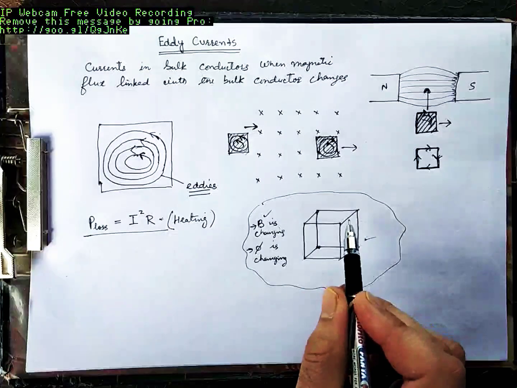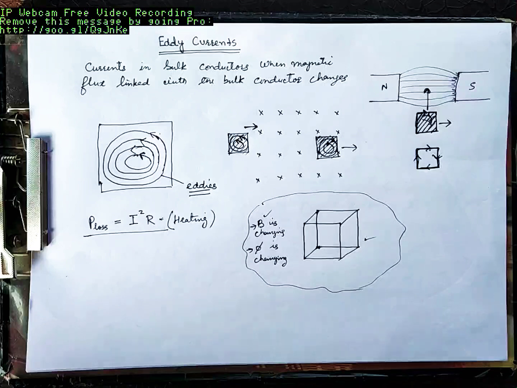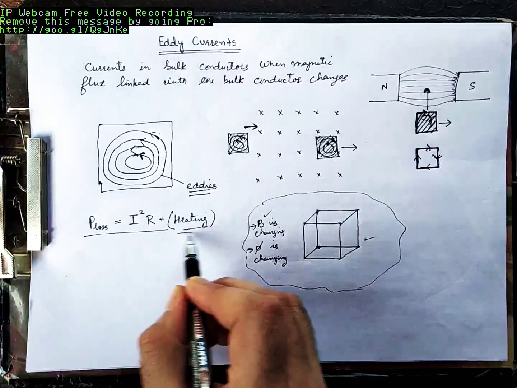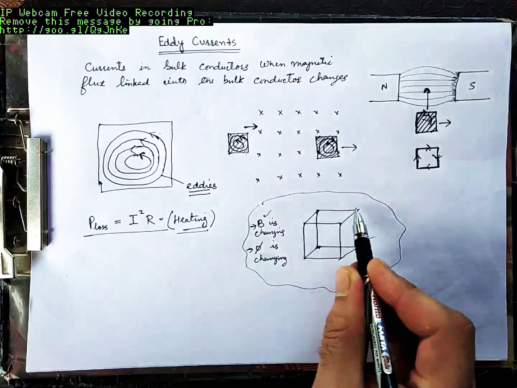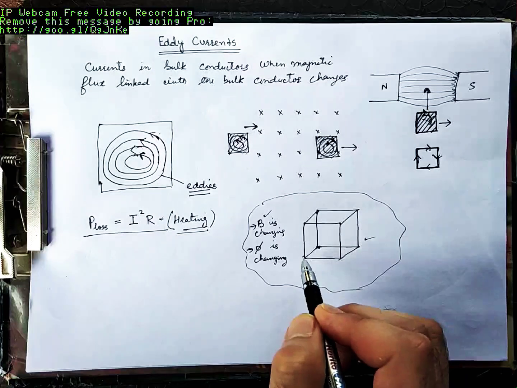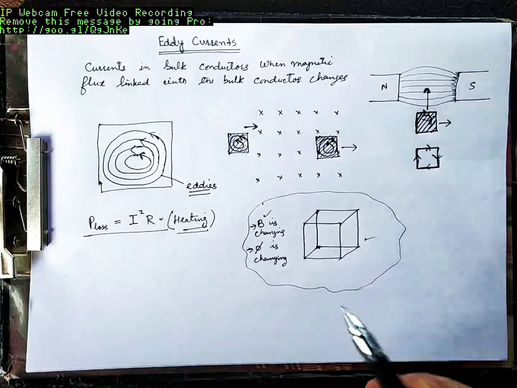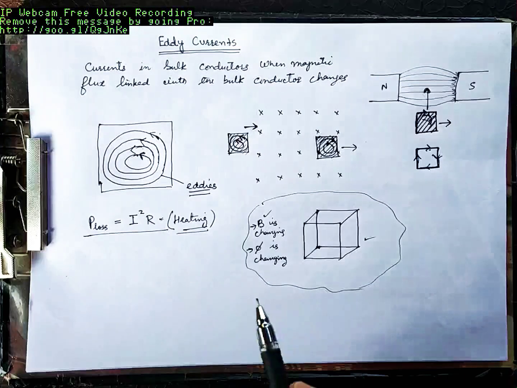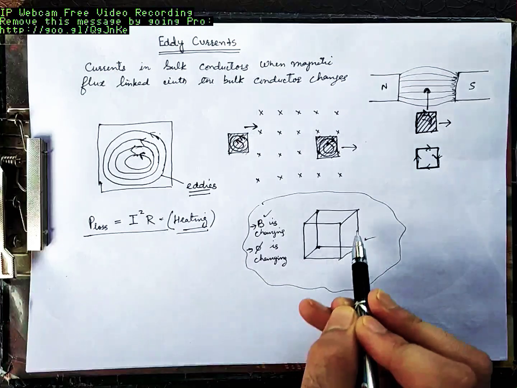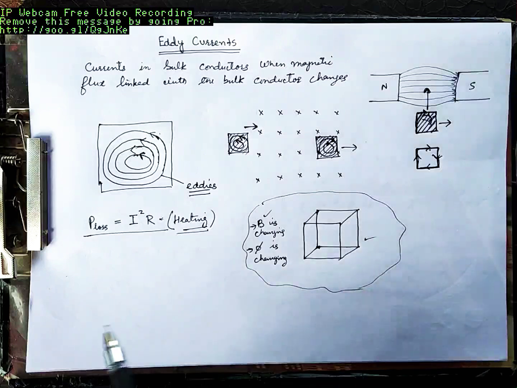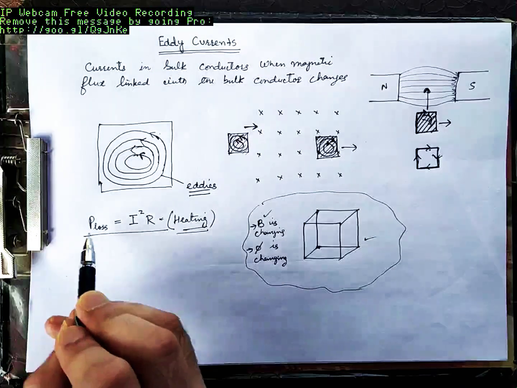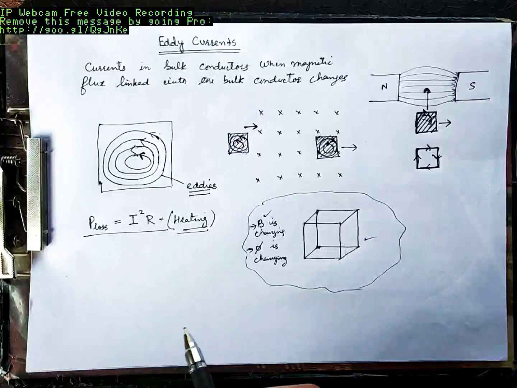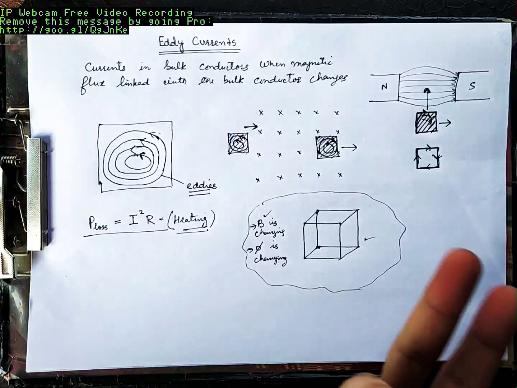When this gets hotter, that means there is some heat energy in this. But where does this heat energy come from? You are wasting this energy. You have simply placed a solid piece of iron inside a region where the magnetic field was changing. Because of this changing magnetic field, there are eddy currents in that material. Because of those eddy currents, there is a power loss which produces the heat.